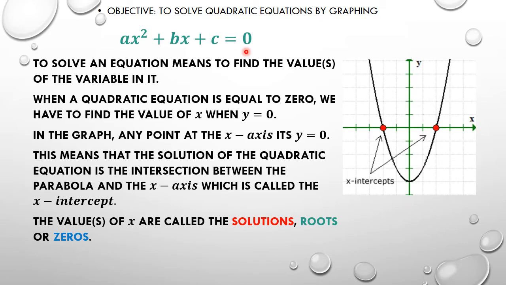Look at this parabola. It intersects the x-axis at 2 points. This point, for example, is (2, 0). Its y is 0. This means the solution of x is 2. This point is (-2, 0). Its y is 0, so the value of x is -2.